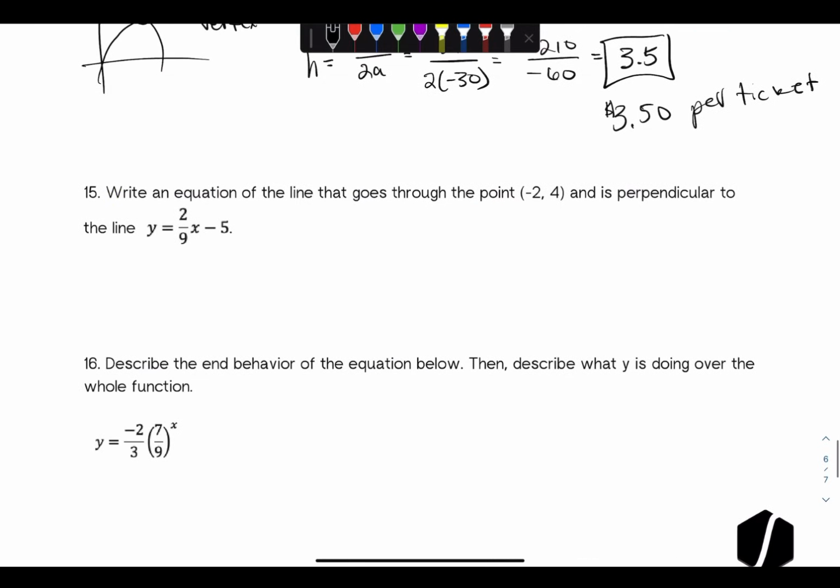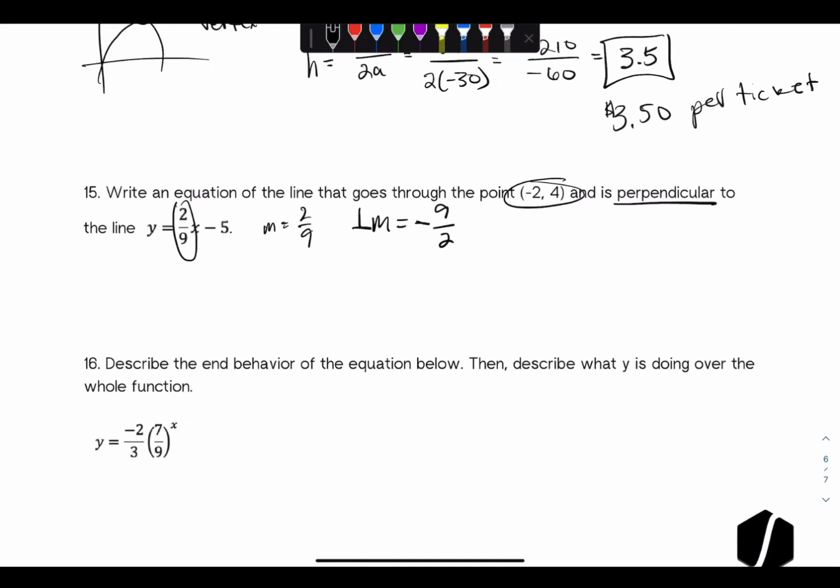All right, cool. Number 15. Write an equation of the line that goes through the point negative 2, 4, and is perpendicular to the line y equals 2 over 9x minus 5. So we need the slope from this equation. The original slope is 2/9. The perpendicular slope is going to be, remember, the opposite reciprocal, so opposite sign. Reciprocal is 9 over 2.